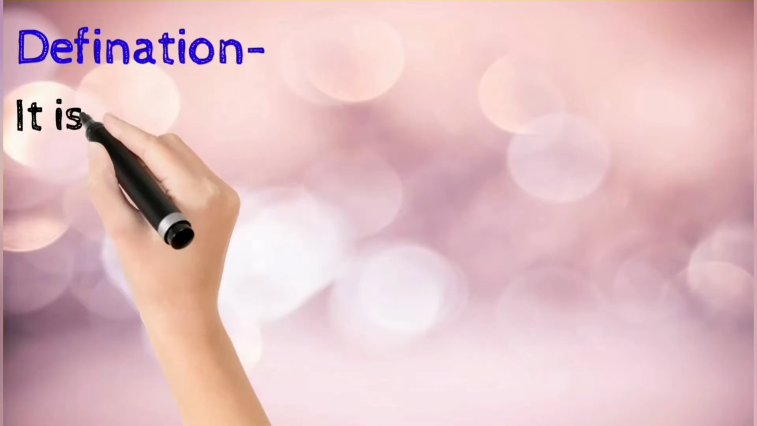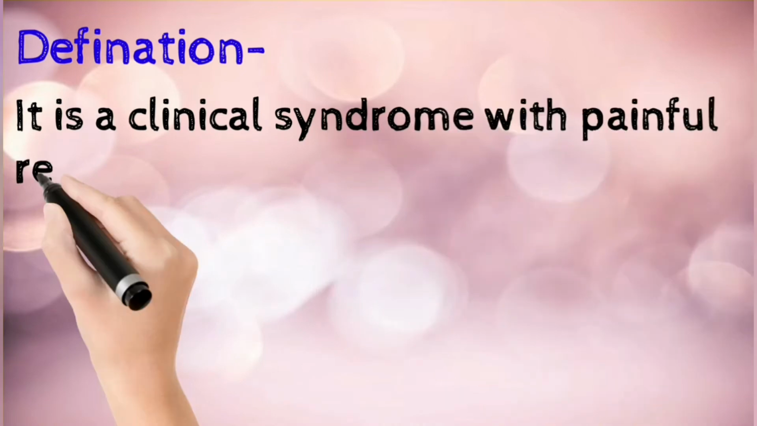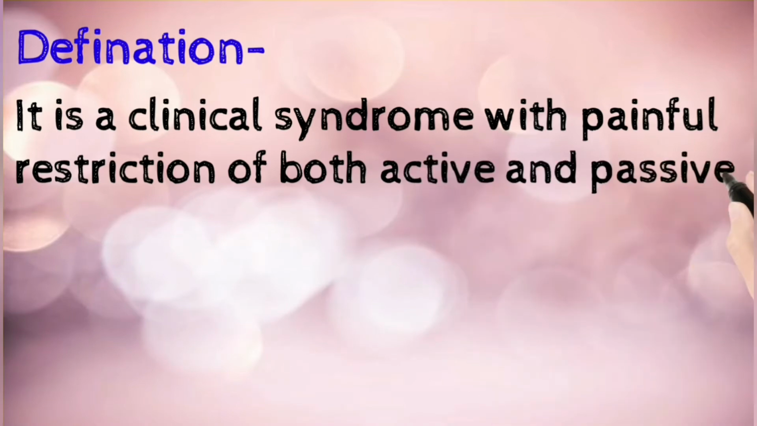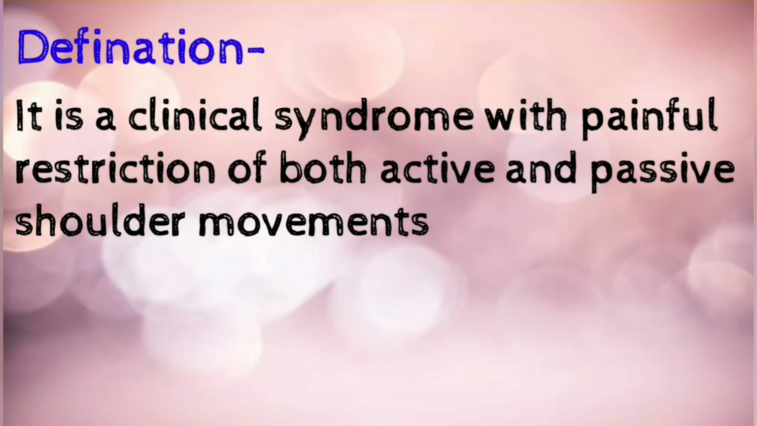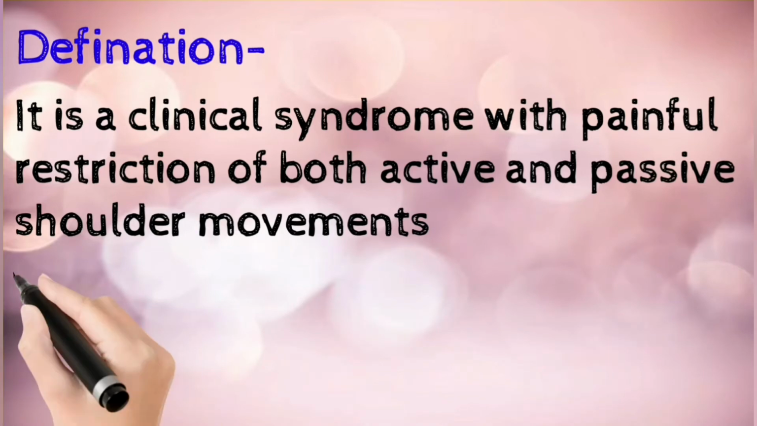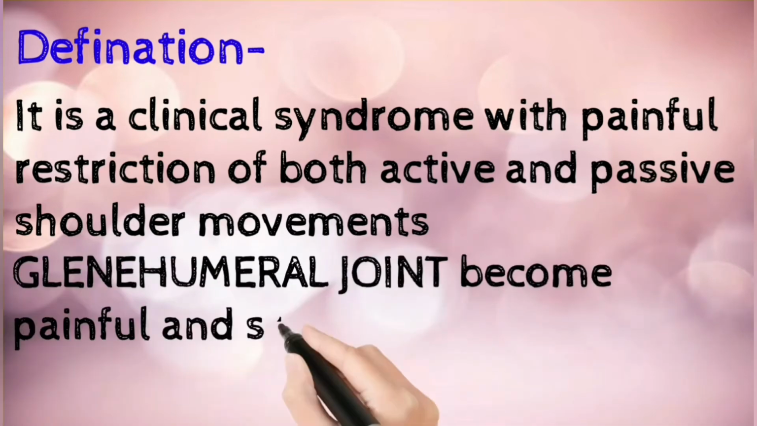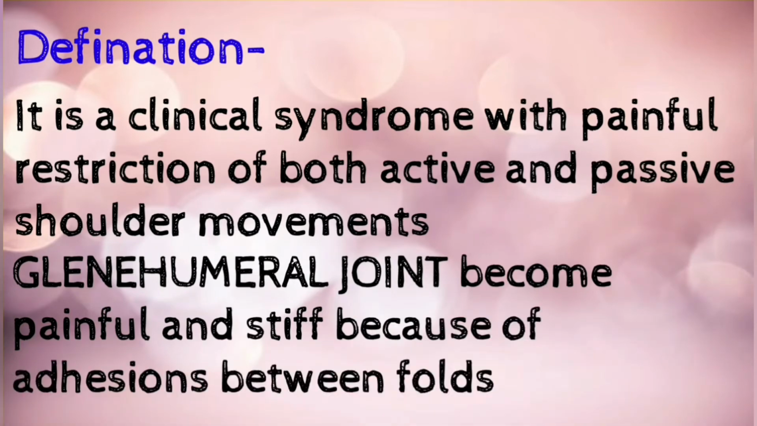To start with the definition, frozen shoulder is a clinical syndrome with a painful restriction of the shoulder in both active and passive shoulder movement. So in any kind of movement, the patient will feel pain in the shoulder. Basically the pain is in the glenohumeral joint, which is the shoulder joint, and the patient may feel stiffness and pain due to the adhesion in the folds of the shoulder joint.